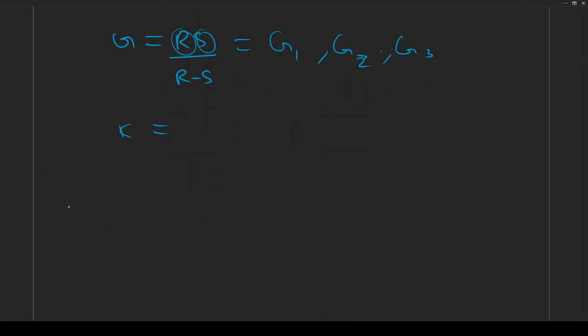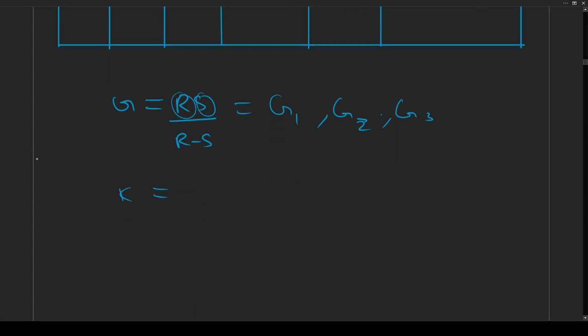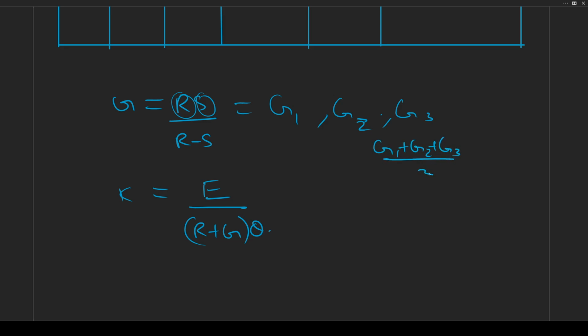I told you in the start why we need to calculate the galvanometer resistance when the experiment name is figure of merit: the figure of merit has the galvanometer resistance term in its formula, so we need to find it out. R plus G theta, this is deflection. Now actually here we should take G1 plus G2 plus G3 by 3, which is equal to the average resistance of the galvanometer. This we should substitute here. Then we will get the average K value.